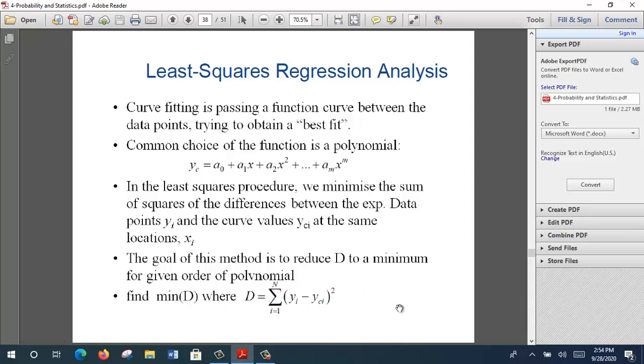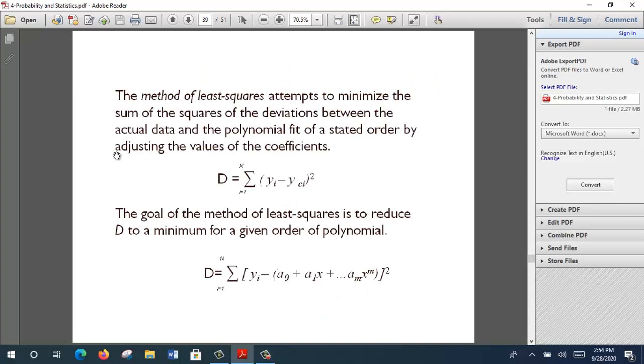Find the minimum where D is equal to this. Okay, what is D about? The method of least squares attempts to minimize the sum of the squares of the deviation between the actual data and the polynomial fit of a stated order by adjusting the values of the coefficients. So the function is to minimize the sum of the squares of the deviation between the actual data and the polynomial fit of that order.